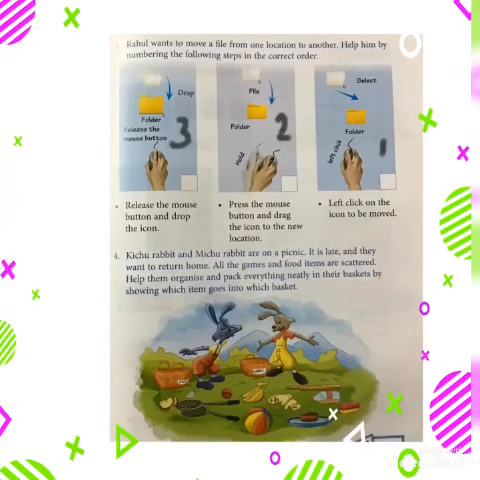So see, these two rabbits went for a picnic. Now it's late, and they want to arrange all their things into these baskets. This is the food basket and this is the game basket. So you want to arrange it. How will you do it, children? See, put all the game items into this basket and all the food items into this basket. This you can do by yourself.